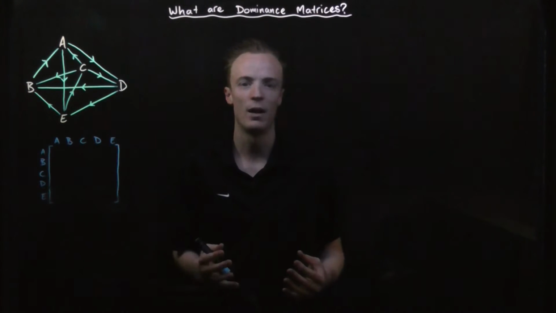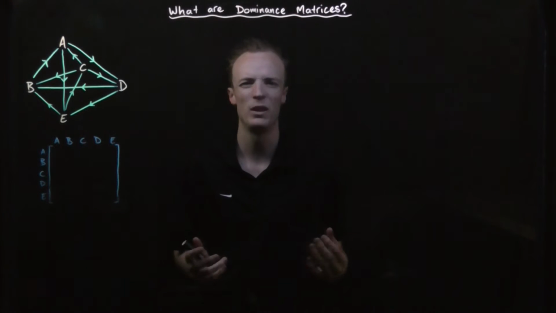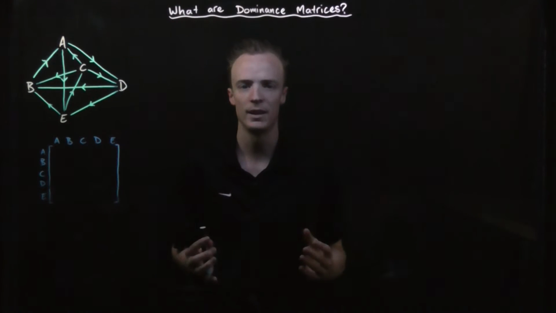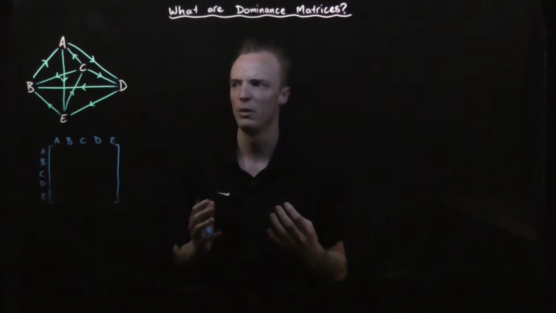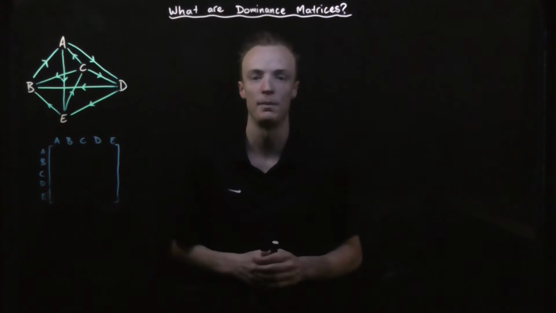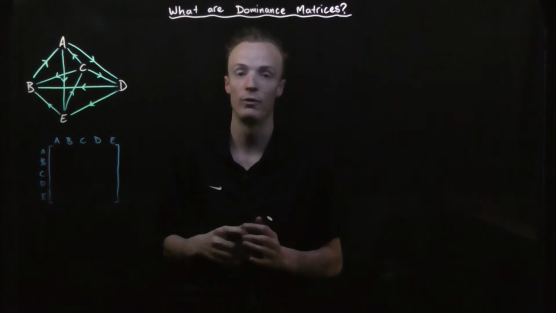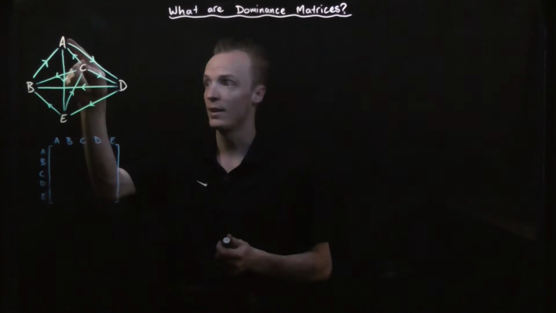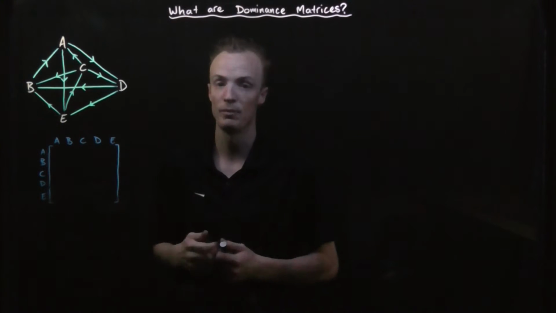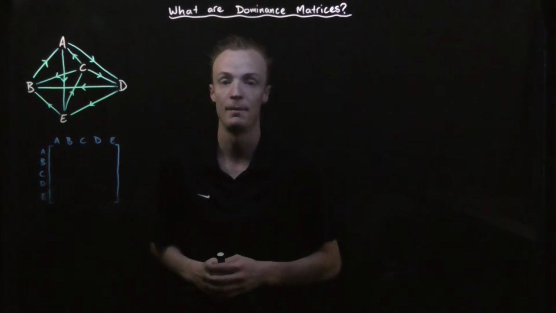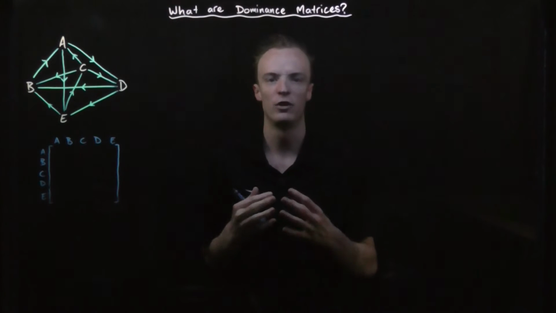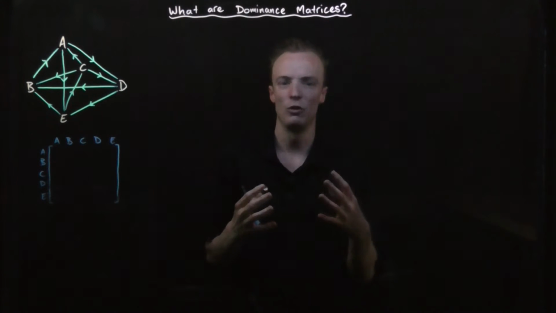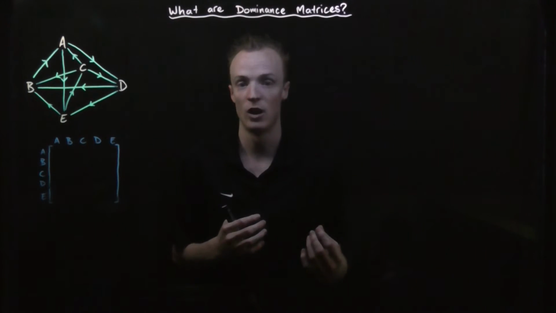So today we're going to have a look at what dominance matrices are and how we use dominance matrices. Let's pretend that we've got a round robin competition here between 5 teams. And this network that we've got shows which team beat which. So for example, Team A beat Team D and Team D beat Team E. What we can use dominance matrices for is to rank these teams against each other.